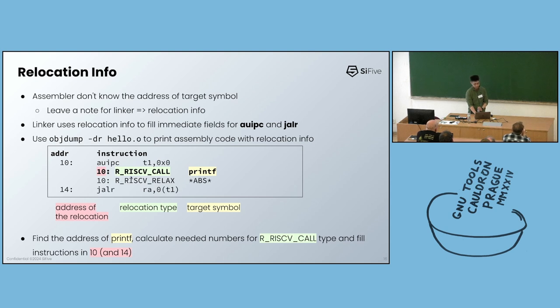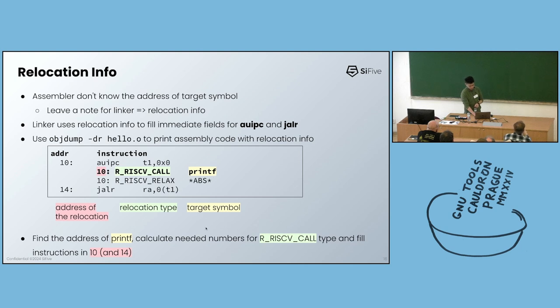We want to jump to printf, but we don't know the address, so we have some relocation info here. The first thing is where the relocation is, that is, where we need to fill in the computed value after we look up the address of printf. And the green one is the relocation type. Because we have many types of relocations, for example, this is a function jump, and another relocation type might be when you want to load global data. So we use different relocation types to distinguish different kinds of relocation. And this is the target symbol.